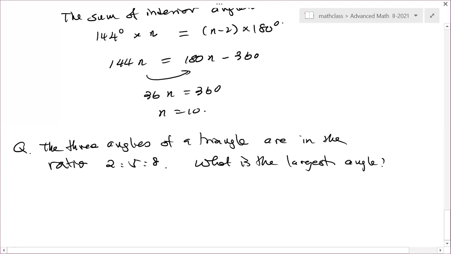All right, so now look at this problem. The three angles of a triangle are in the ratio. Now, how do you deal with problems with a ratio? This is an algebraic problem. For the ratio 2:5:8, what you can do is, you don't even need to draw the picture here.